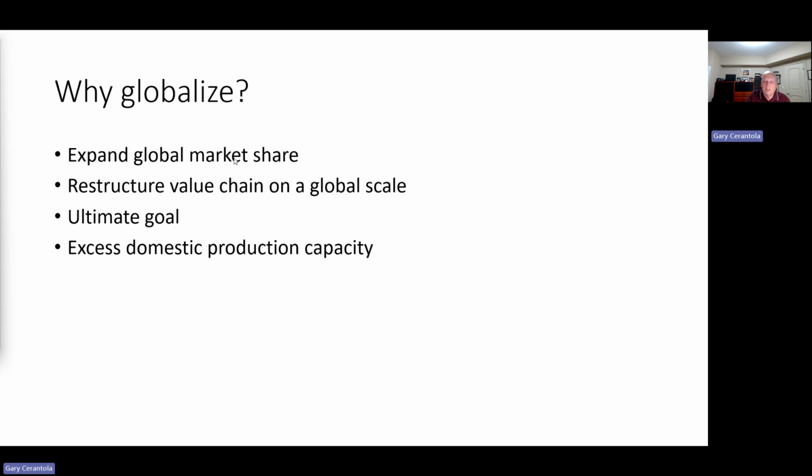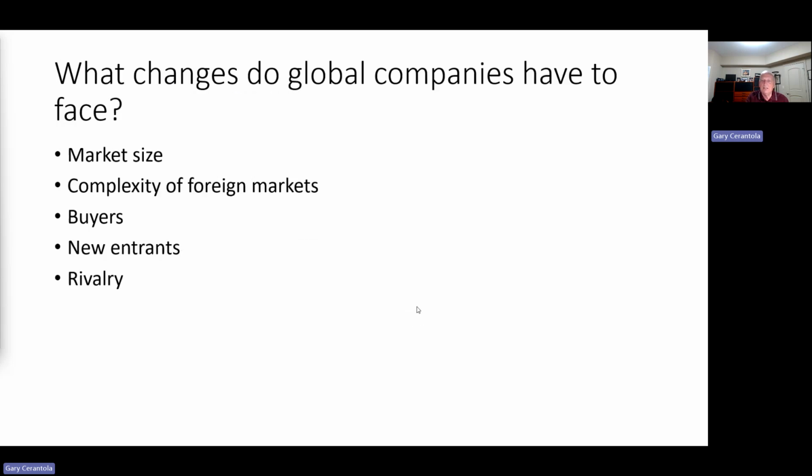So you want to expand your global market share. Maybe you want to restructure your value chain on a global scale, or it's your ultimate goal. Some organizations are what we call born global. They're made because their product is so technically advanced, and is the standard worldwide, that they have no problem going global instantly. All right, and again, excess domestic production capacity is one of the biggest reasons for going out and selling your product outside and getting your unit cost down to achieve optimum economies of scale. So that's where that is.